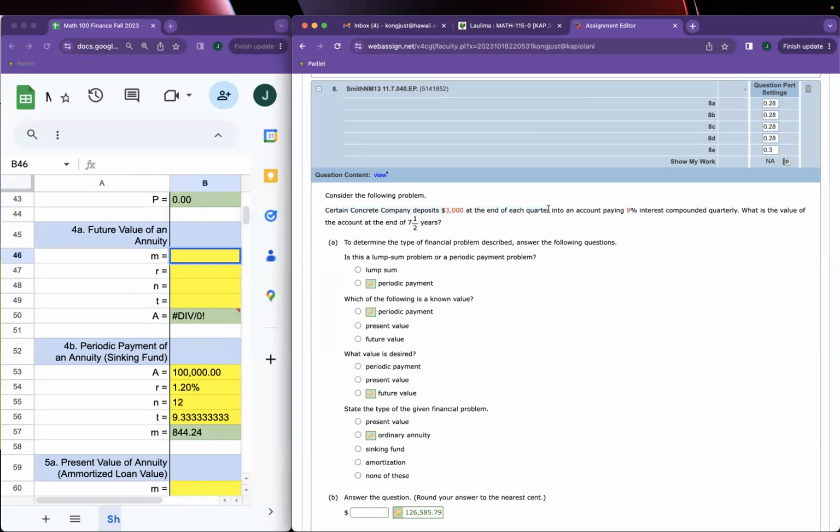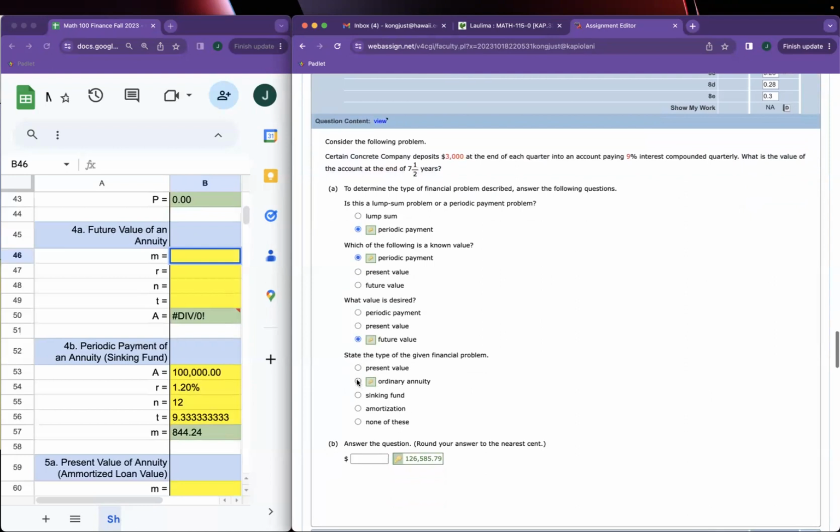Anyways, they deposit $3,000 each quarter into an account paying 9% interest compounded quarterly. What's the value of the account at the end of 7.5 years? Okay, so we want to know the future value. We have multiple payments. That's going to be 4A like we suspected. Periodic payments. We know the periodic payment. We want to know the future value. That's the ordinary annuity, 4A.